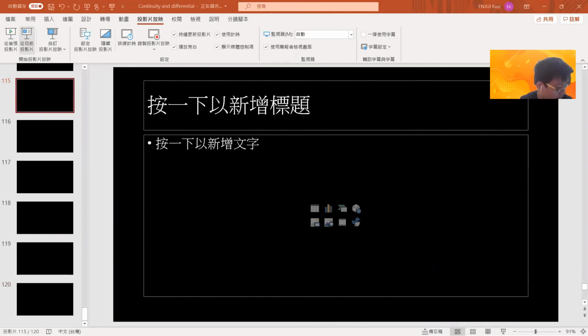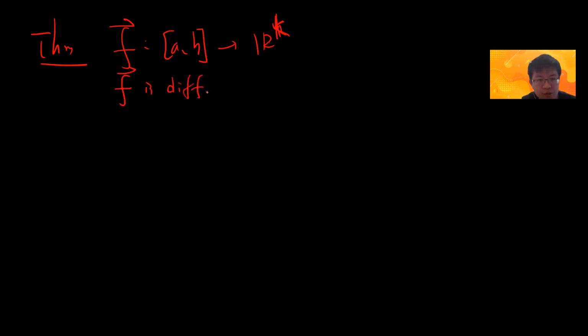Okay, so let's prove the theorem, which says that even though the mean value theorem failed, right, we can still find some bound. So this theorem is important. I suppose f is from [a, b] to R^n. Let's say R^k. Okay, and f is differentiable on (a, b), so each component is differentiable.